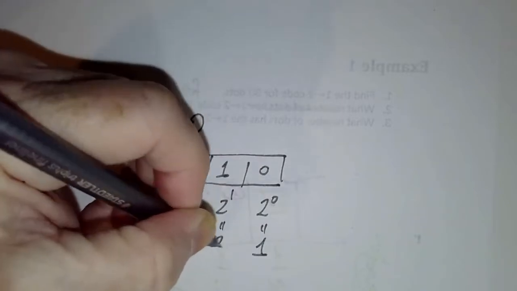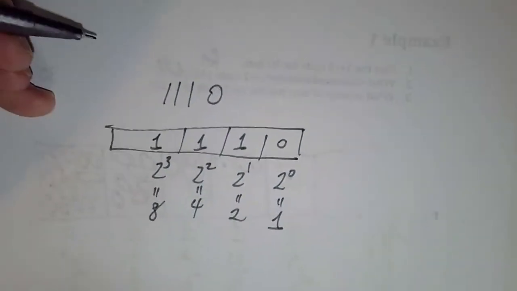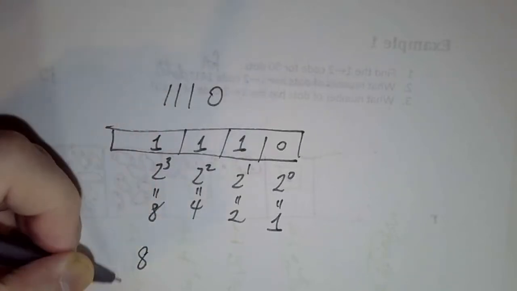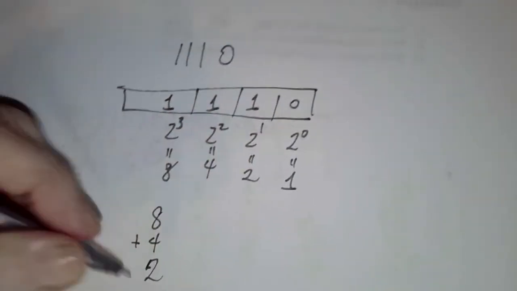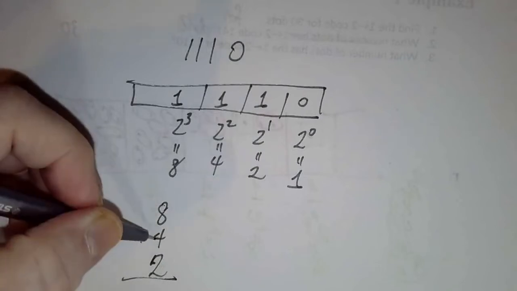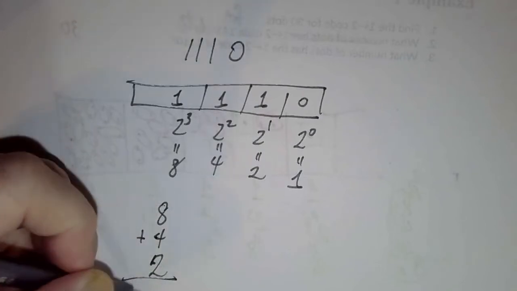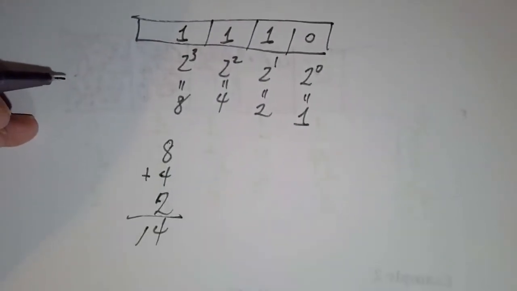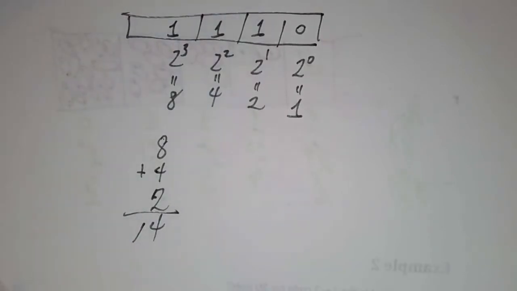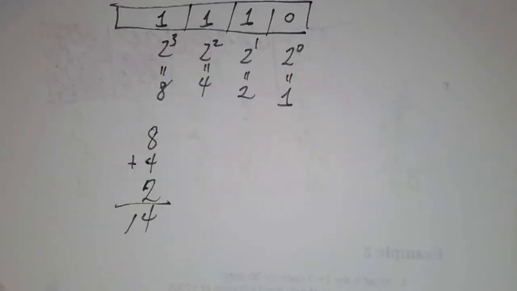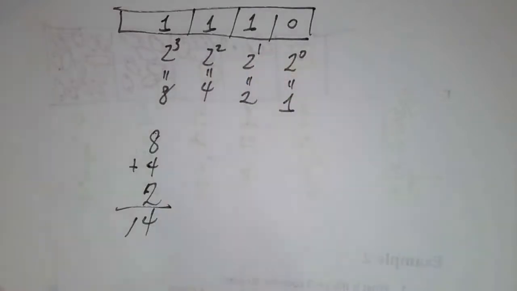1, 2, 4, 8. We'll have 8 plus 4 plus 2 plus 0 ones. So let's see, 8 plus 4 is 12, plus 2 more is 14. So let's start with 14 dots and work backward and see if we get the same code.